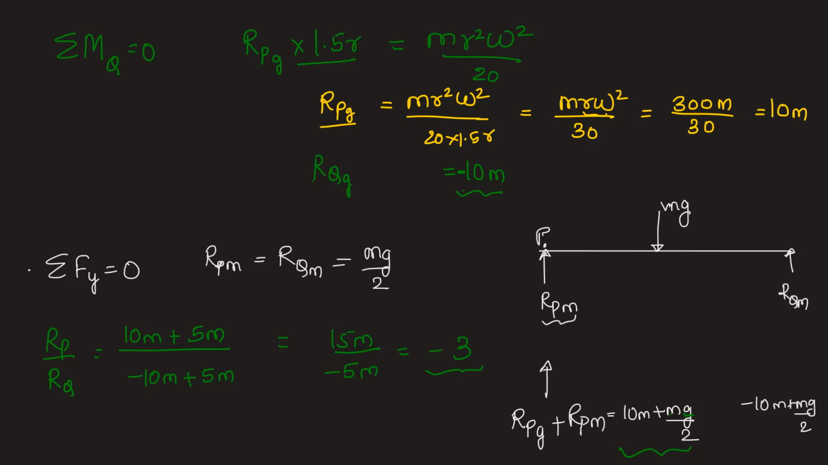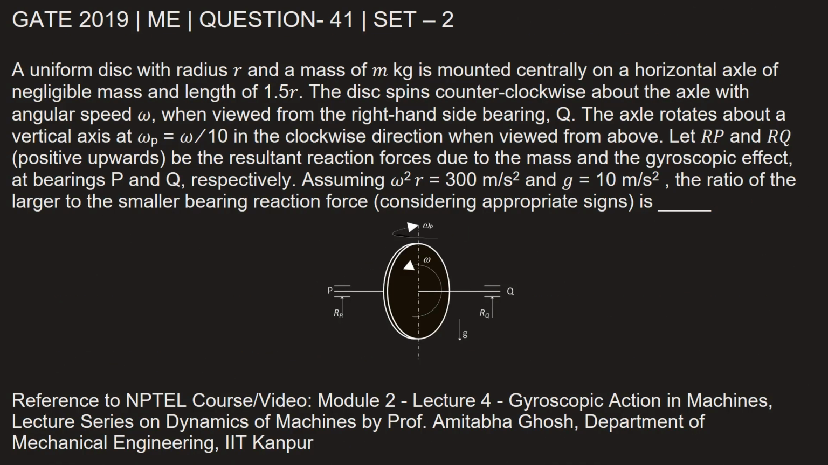Let's go back and fill in this answer. Ratio of the larger to smaller bearing reaction considering the appropriate signs is minus 3.